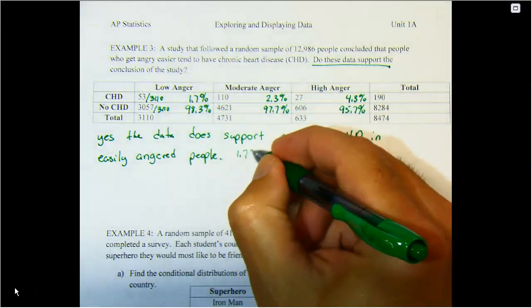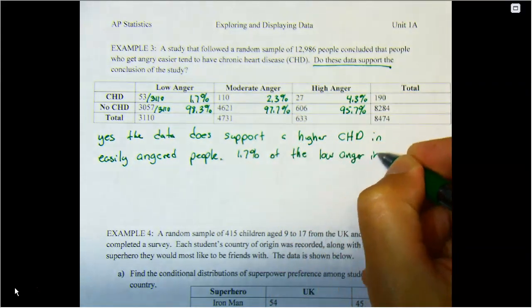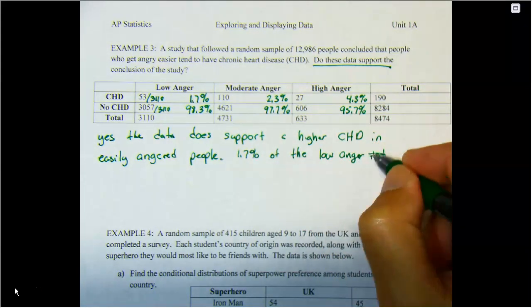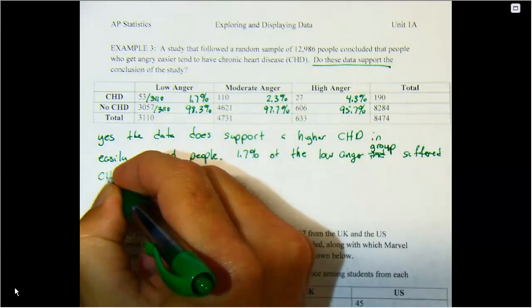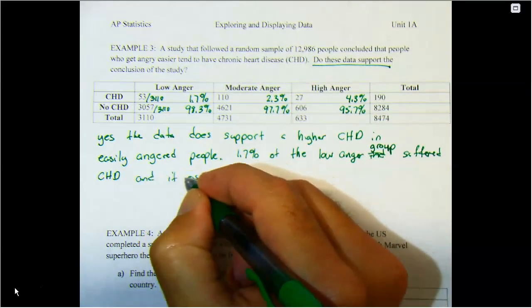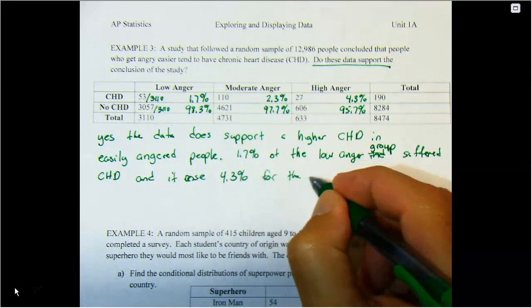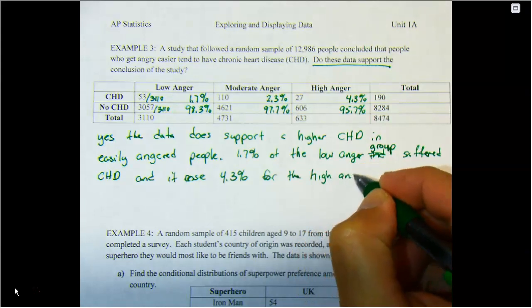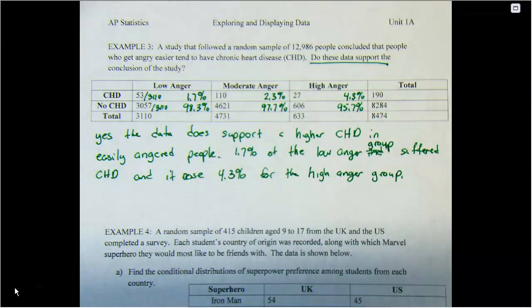So, 1.7% of the low anger group suffered coronary heart disease, and it rose to 4.3% for the high anger group. So in a good answer, we're going to have to include some numbers, which, yes, we calculated up there, but that's leaving the grader to infer where you got your answer from. So we need to point out exactly what is justifying our answer of yes, the data does support.